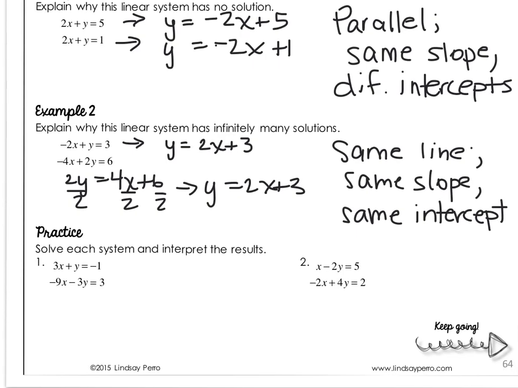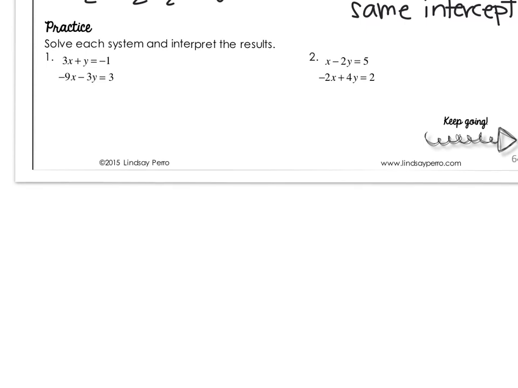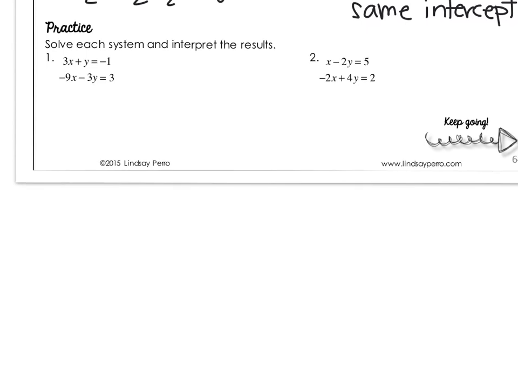All right. Solve each system and interpret the results. So here's a good time for you to pause, either graph these on your graphing calculator or Desmos, or write them both in slope-intercept form and decide, is it one solution, no solution, or infinite solution? So pause and try number 1.